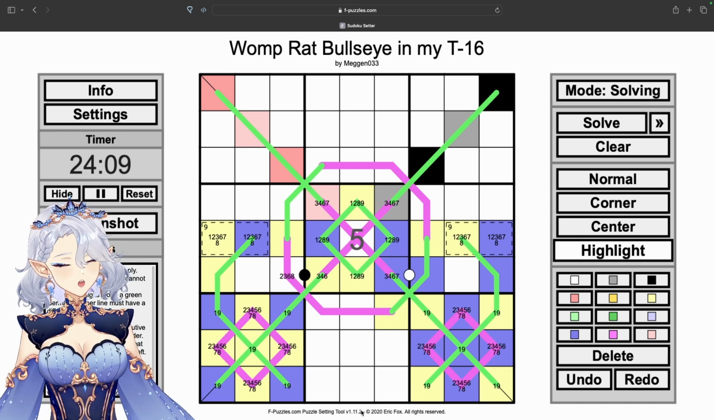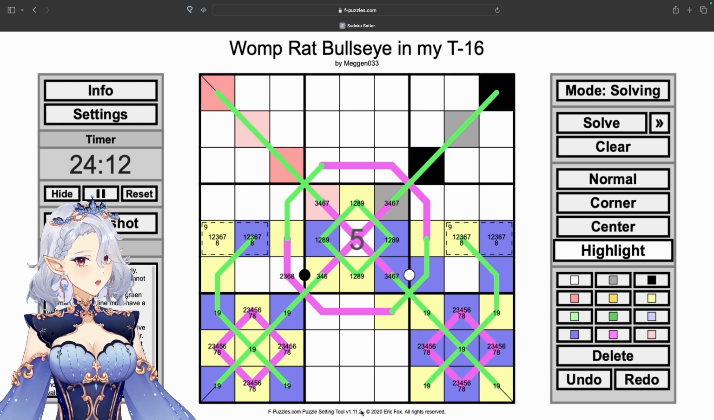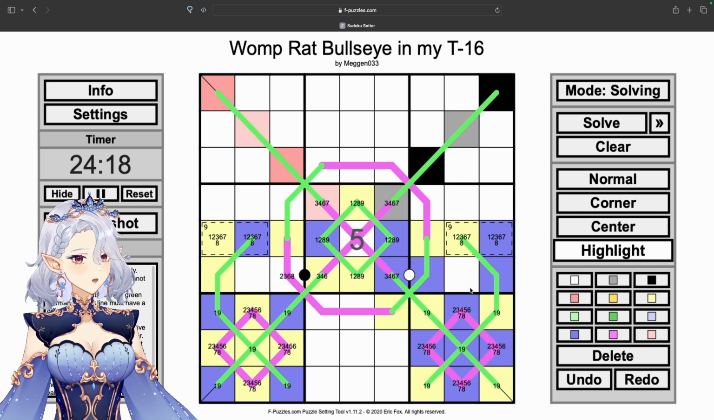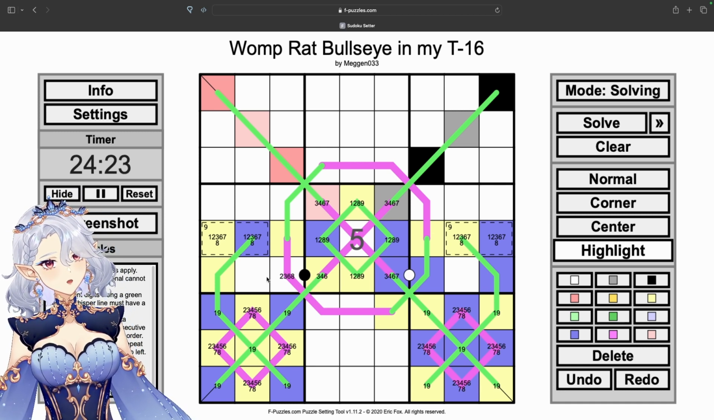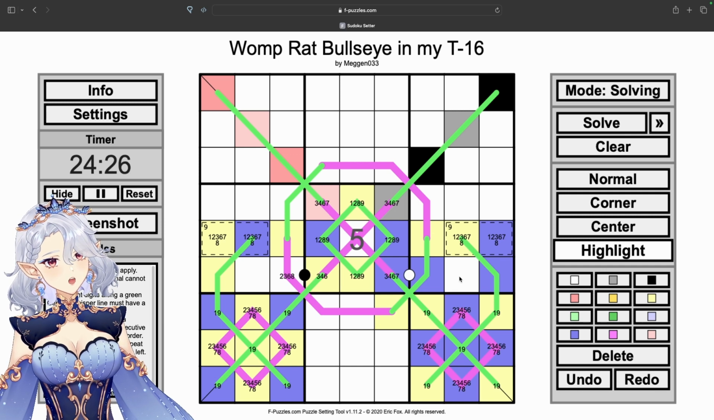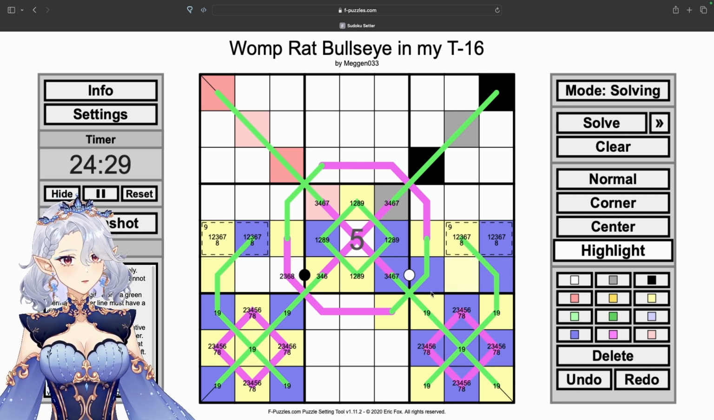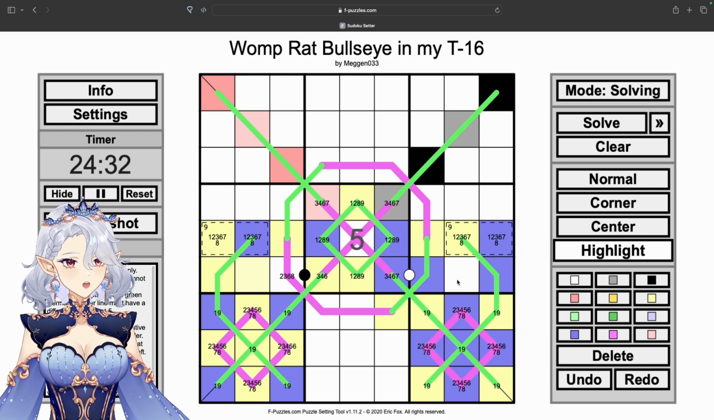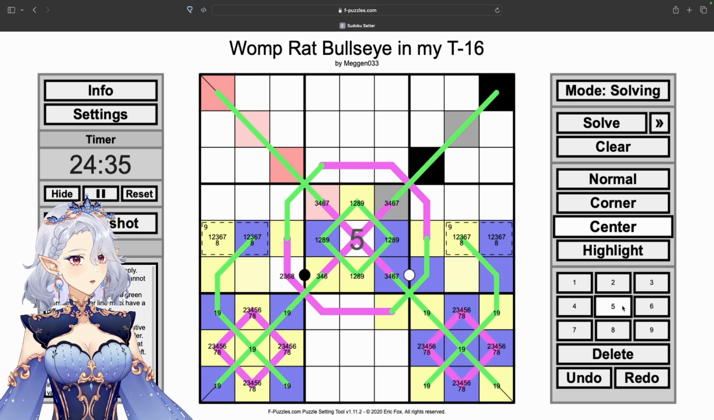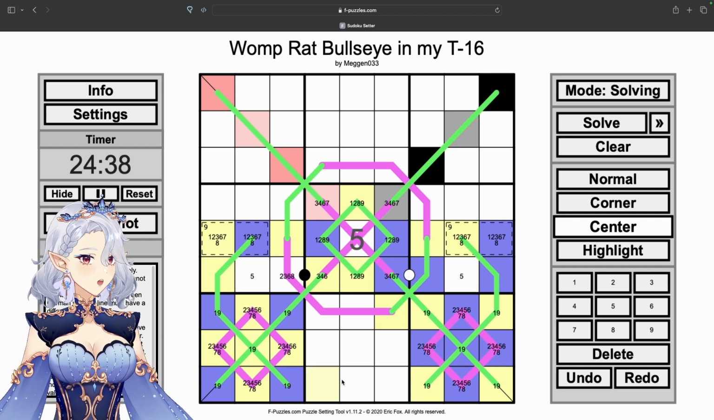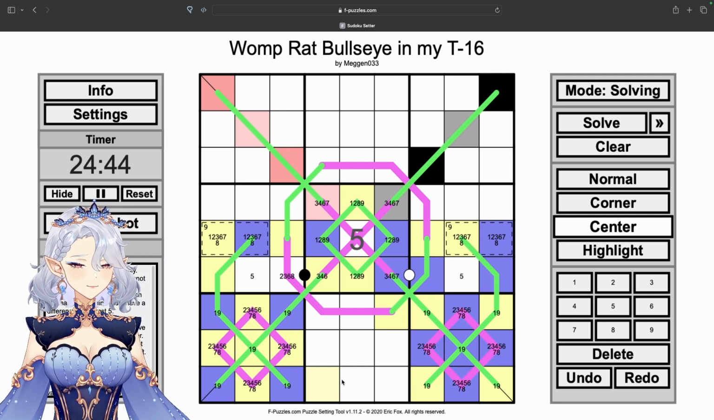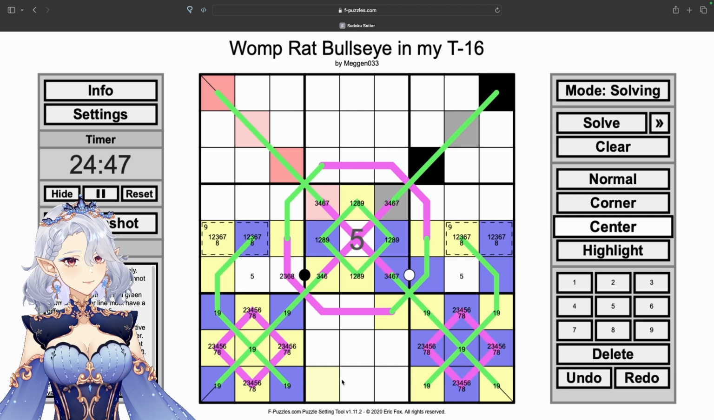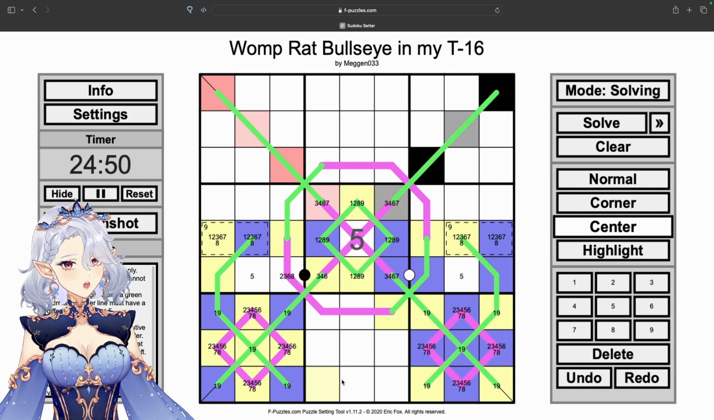Is there more? We have 3 yellows and 3 purples here. So 5 has to be in one of these, on one of these 2 spots. One of these 2 has to be a 5. Is there more?